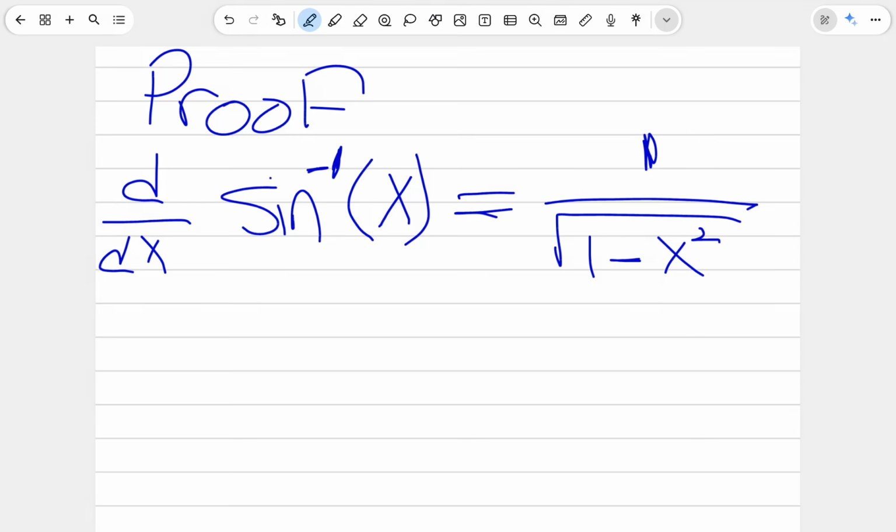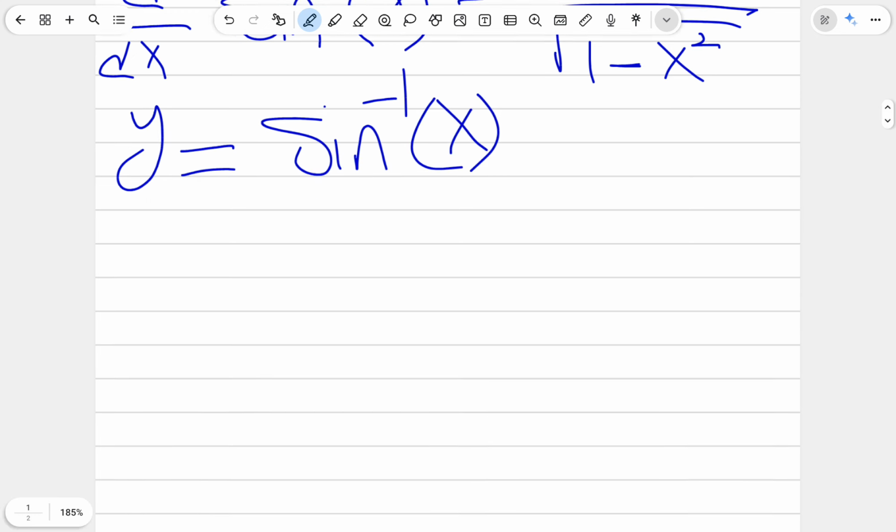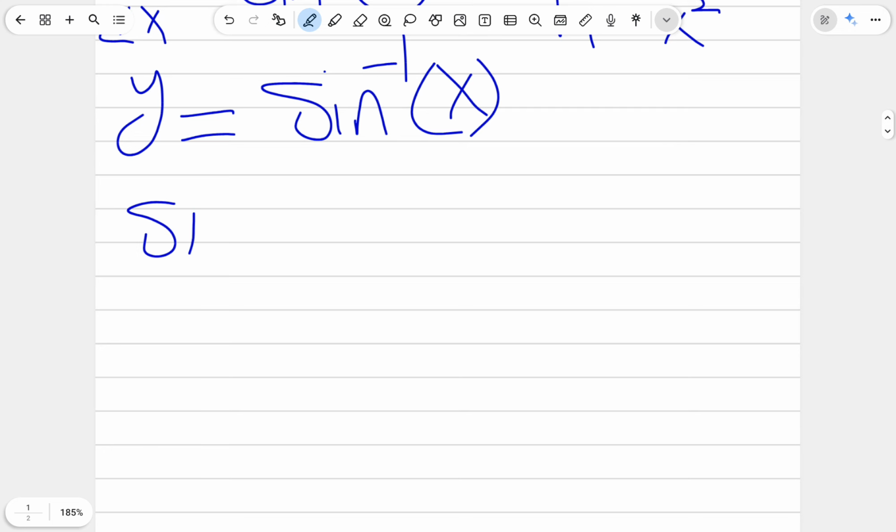Hello guys, today we have a very interesting proof. The derivative of sine inverse of x equals 1 over root 1 minus x squared. First, we will call sine inverse of x y. So we will apply sine for both sides. So sine y equals x.